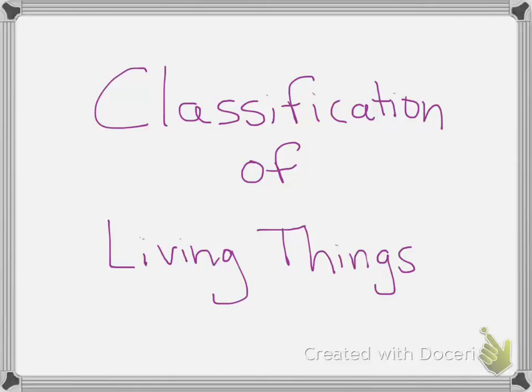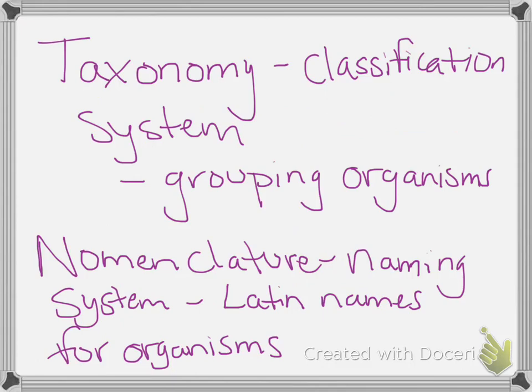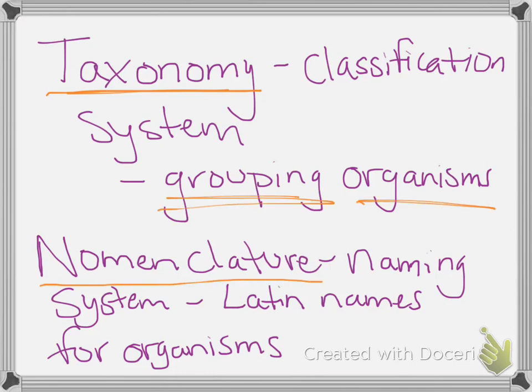In this lesson, we're going to look at how we classify living things. Taxonomy is the classification used, and we use this to group our organisms. We also have something called nomenclature. This is the naming system where we're using Latin names for different organisms. We're not really going to get into nomenclature all that much, although you can know that the organisms will be named after their genus and then their species, and that's how they're named.